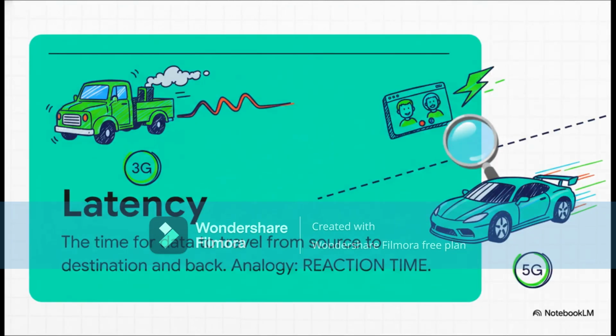Okay, the second key term here is latency. And if throughput is the width of the pipe, latency is all about the speed of the water inside. Think of it as the reaction time of your network. High latency, which is what you get with 3G, is like a slow-moving truck. It takes forever for a message to get where it's going and for you to get a response back. But low latency, the magic of 5G, is like a race car. The reaction is almost instant, which is totally crucial for things like smooth, lag-free video calls.